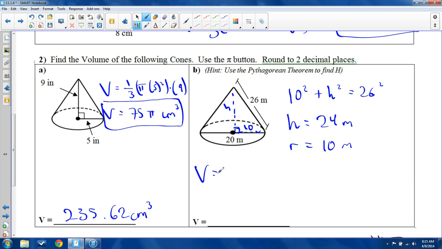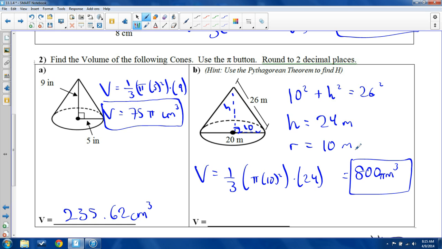This volume is 1/3 the area of my base times height. 1/3 of 24 is 8. 10 squared is 100. 100 times 8 is 800. So you get 800 pi cubic meters. 800 times pi is 2,513.27 cubic meters.